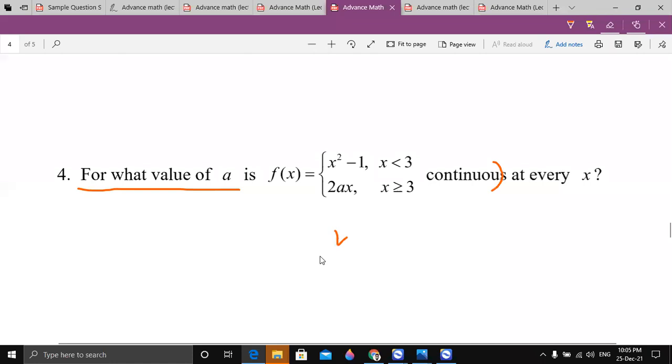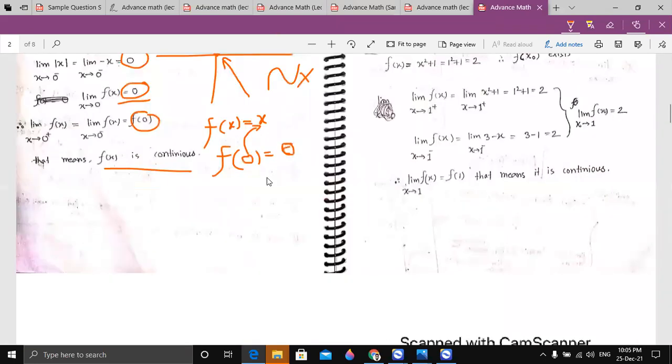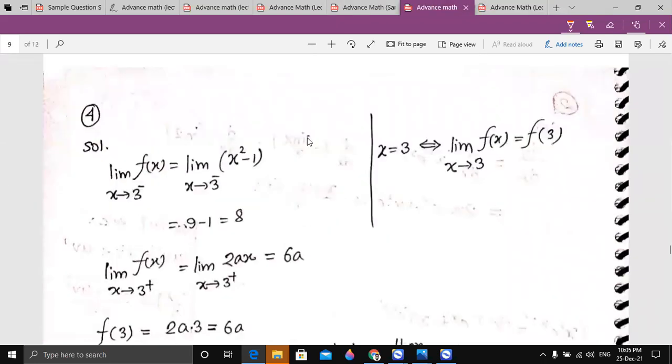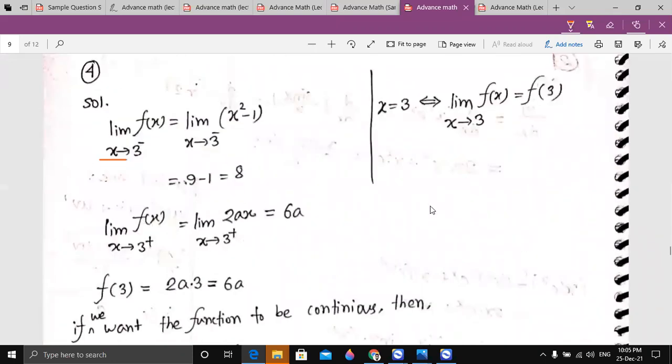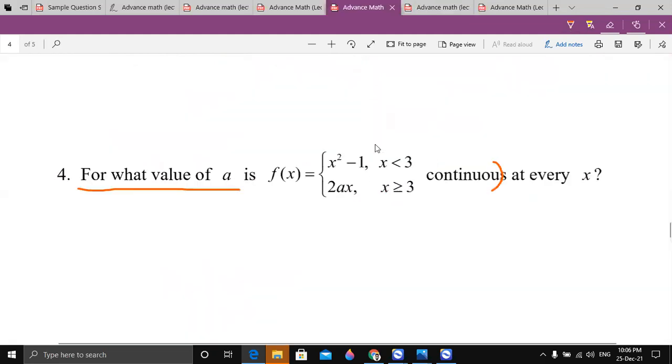So firstly, let's see the left hand limit and the right hand limit. Okay, because to make the function continuous, we have to make the left hand limit equal to the right hand limit, which is equal to the function value, right?